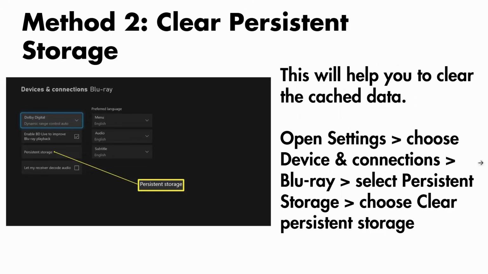If not, next method is to clear persistent storage. So this will help you to clear the cached data. For that, open settings on your Xbox and choose device and connections, then click on Blu-ray, then select persistent storage and finally select clear persistent storage.